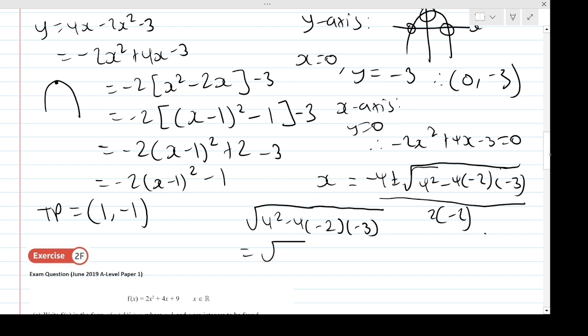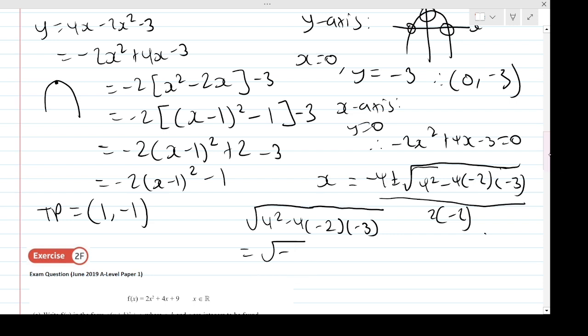If you work that out on the calculator, 4 squared minus 4 times minus 2 times minus 3 is minus 8. But hang on a minute, you can't have a square root of a negative, okay? Because it violates the idea that two negatives multiplied together give a positive. This one's saying a number squared gives a negative result, which is nonsensical. So that tells you there's no solutions.